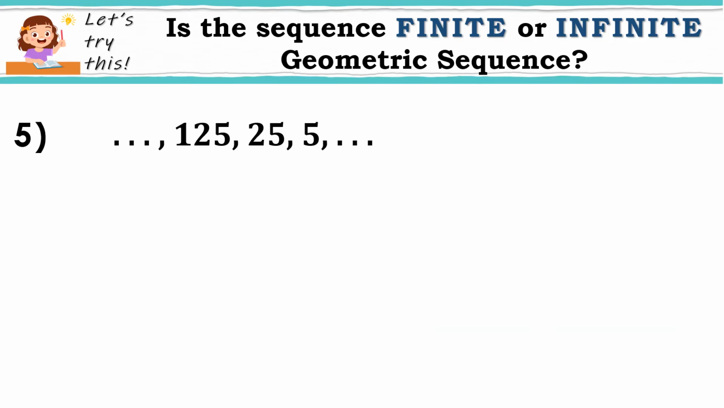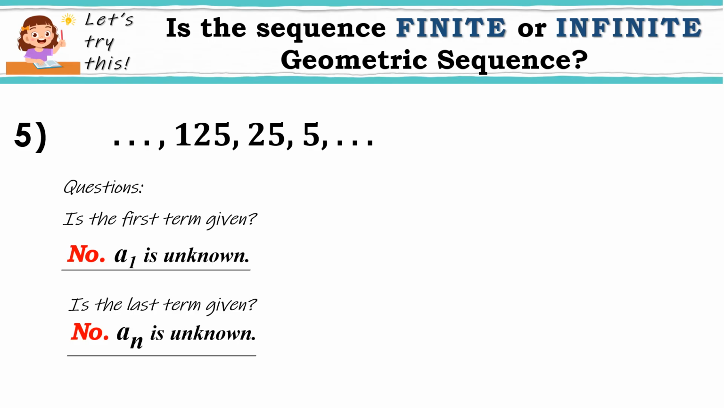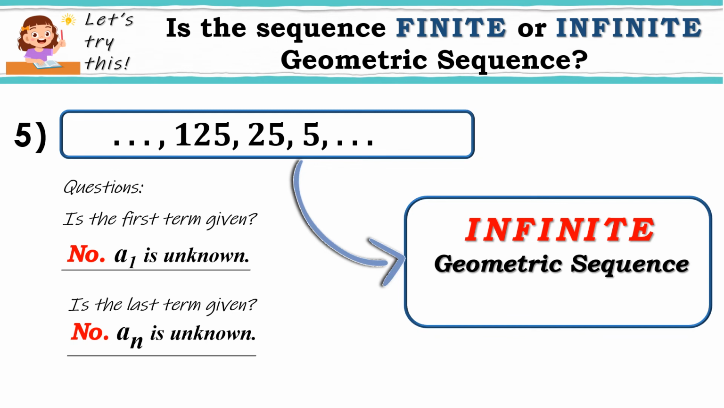And for the last example, we have dot, 125, 25, 5, and dot. So that means our first term is unknown. What about the last term? Okay, the last term is also unknown. So dahil dyan, itong sequence natin ay infinite geometric sequence. Pero dahil meron tayong 3 consecutive terms, we can still get the common ratio, which is equal to, okay, 1/5 or 0.2.